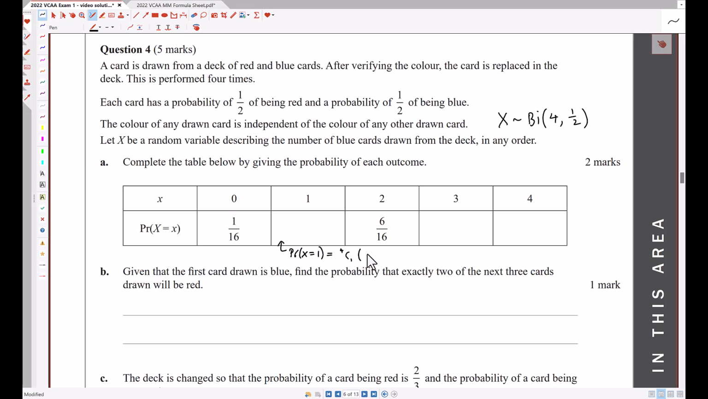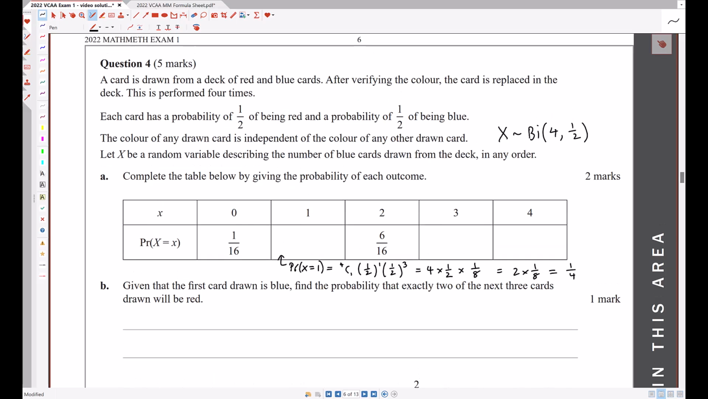Sorry, I lost my train of thought for a minute. 1/2 to the power of 1 and 1/2 to the power of 4 minus 1, which is 3. 4 choose 1 is 4. 1/2 to the power of 1 is obviously 1/2, and 1/2 to the power of 3 is 1/8. And so that's going to be 2 times 1/8. That's me just doing 4 times 1/2, and then that's 2/8, which is 1/4.